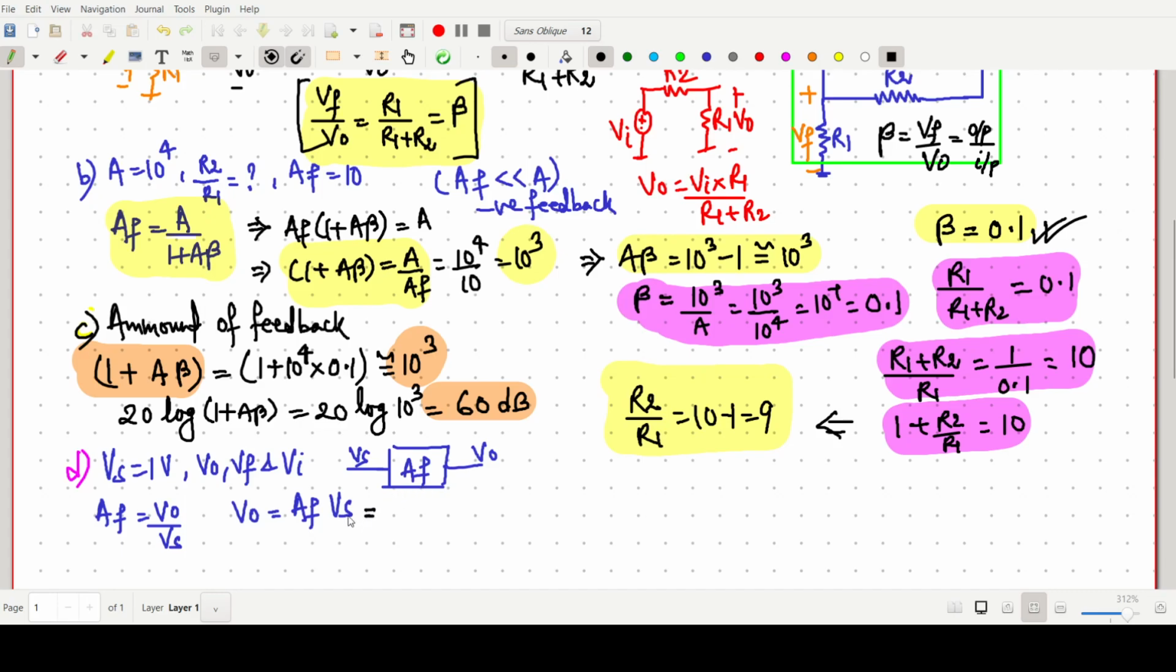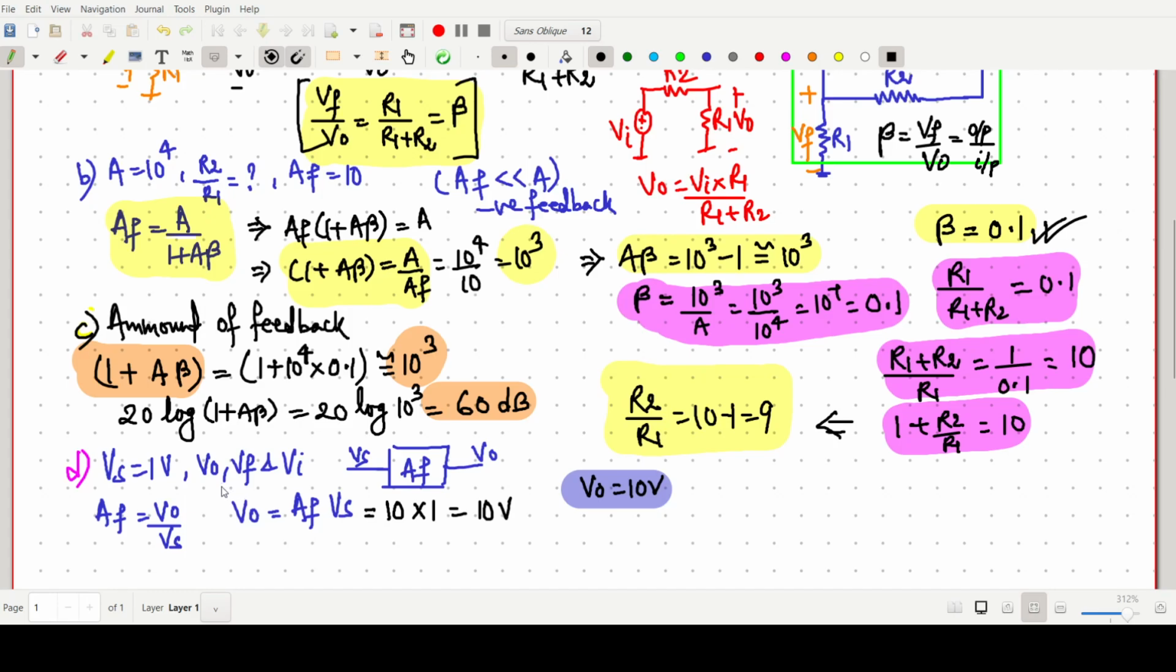Now the value of AF is already given, 10. AF is 10 into Vs is 1, so it should be the value of 10 volt. So output voltage will be 10 volt. So V naught is 10 volt. I am highlighting this part also. V naught is 10 volt.